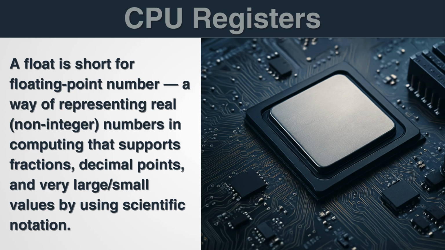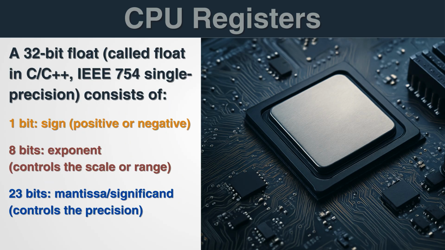A float is short for floating point number. That's a way of representing real, non-integer numbers in computing that supports fractions, decimal points, and very large or small values by using scientific notation. So a 32-bit float: a 1-bit sign, positive or negative, 8 bits exponent controls a scale or range, 23 bits mantissa, significand, controlling the precision.